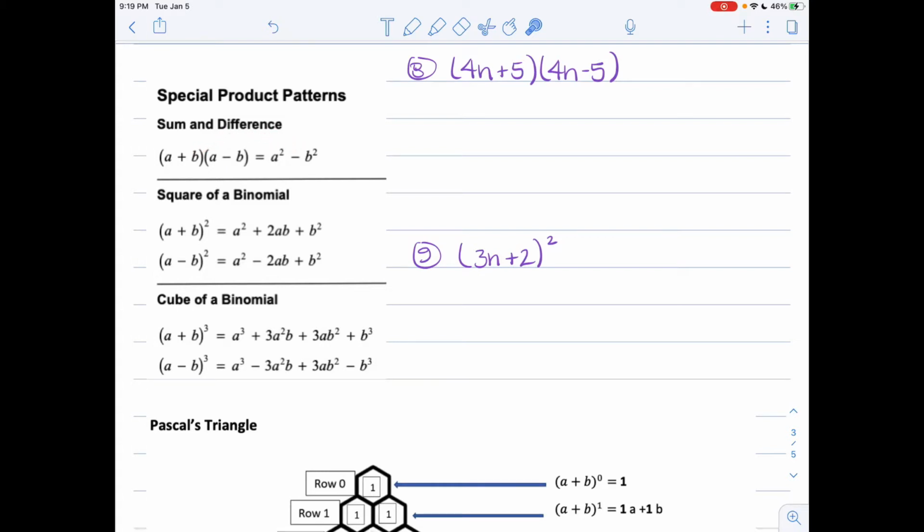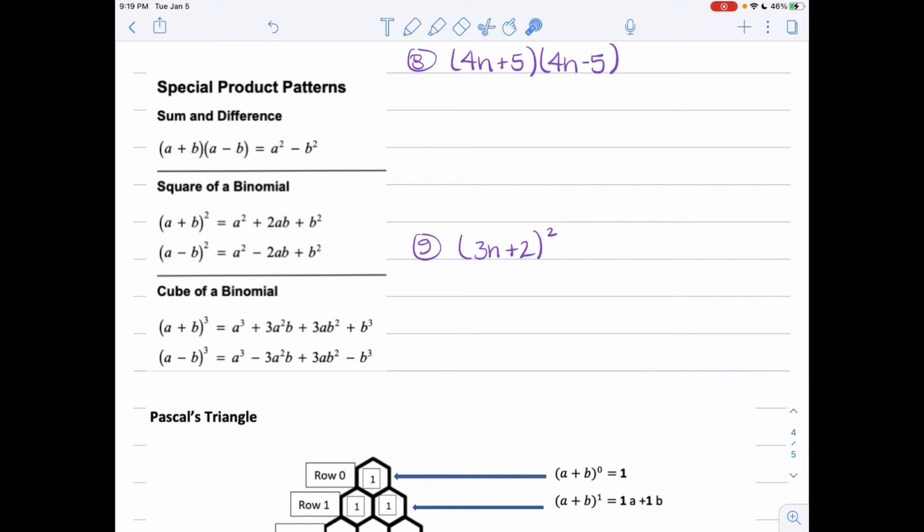The other thing we did, when we were doing completing the square, is we started with a perfect square trinomial, and we were able to rewrite that as a binomial squared. And so again, this is just the reverse of that. The one that's new to you is going to be the cube of a binomial, and the cube has this form right here, whether it's a plus or a minus. So let's go ahead and do a couple of example problems.